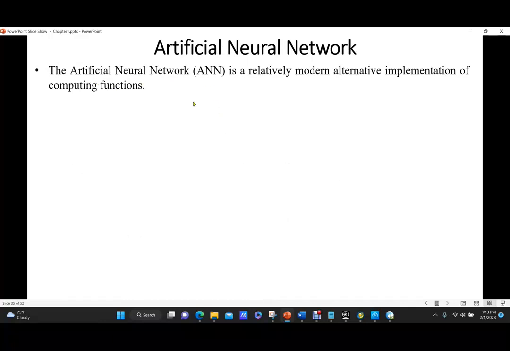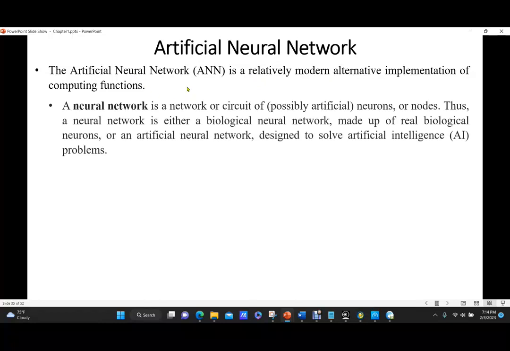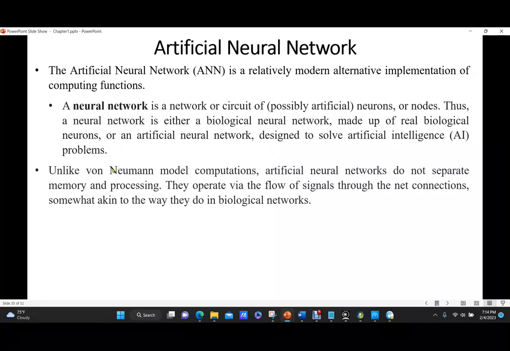Artificial neural network is a relatively recent, different implementation for computations. A neural network is a network, a circuit of neurons or nodes, so that the neural network is possibly biological, possibly artificial network made up of simulated or real biological neurons. The network is designed to solve artificial intelligence problems.